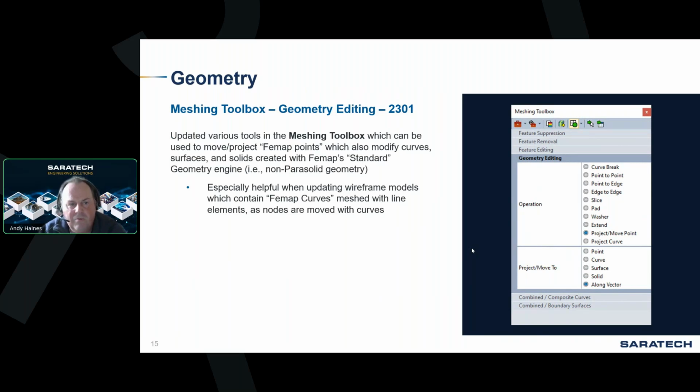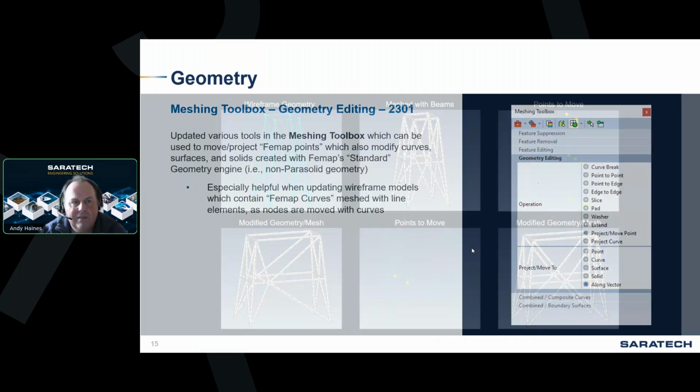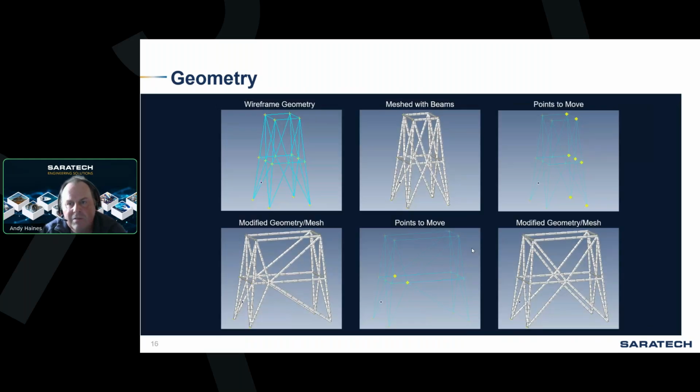So again, if you have wireframe models that have a lot of Femap curves and you want to do some updating like this, basically if you have this geometry, pick those points to move, everything updates, everything shifts as needed. So then basically, you can do the points to move as well. So you can actually do it in 2 steps, that type of thing.